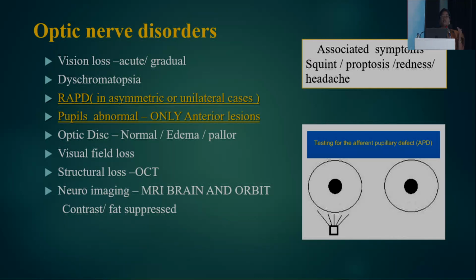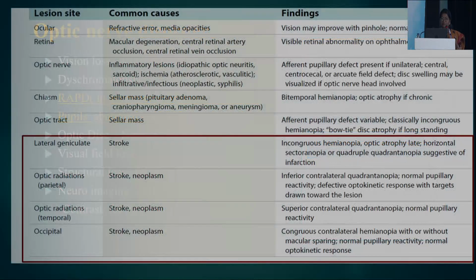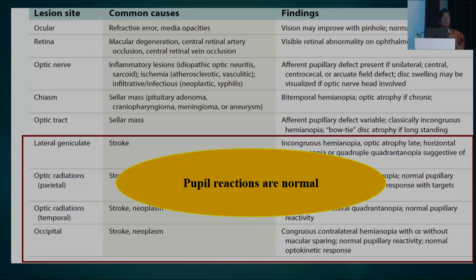And then comes the neuroimaging of brain and orbit. Always ask for brain and orbit, because you may miss some lesions in the orbital apex, in the superior orbital fissure. When you have lesions in that position, you may miss the lesion if you get only an MRI brain and do not get that of the orbit. This is the type of lesions you can see. You can read it up in the textbook. Again, with any lesion beyond the LGB, your pupillary reactions will be normal. So don't get carried away with that.